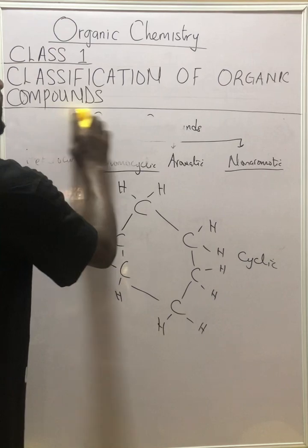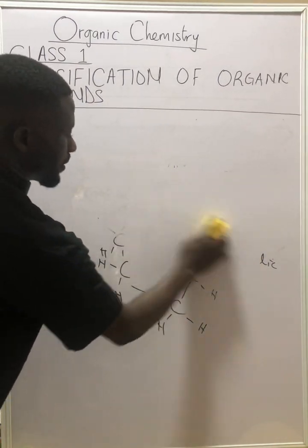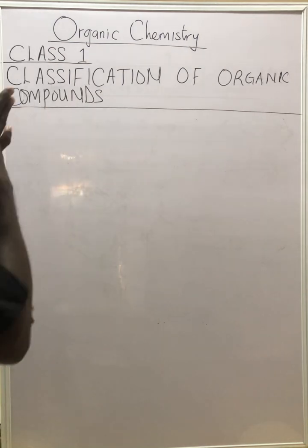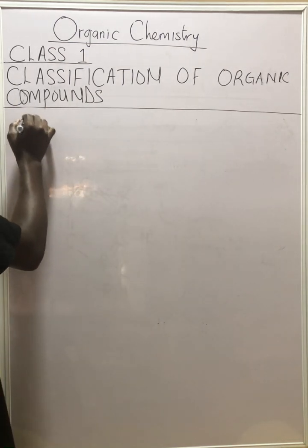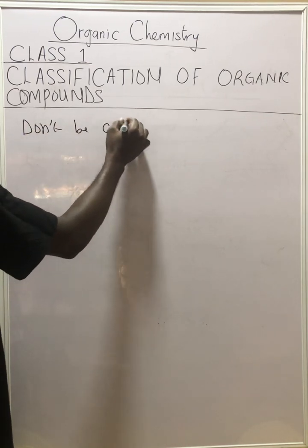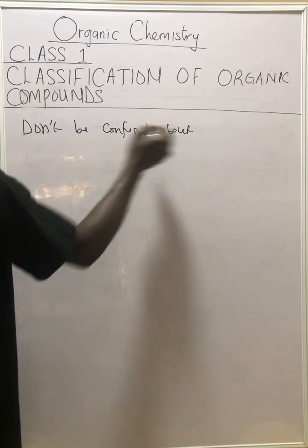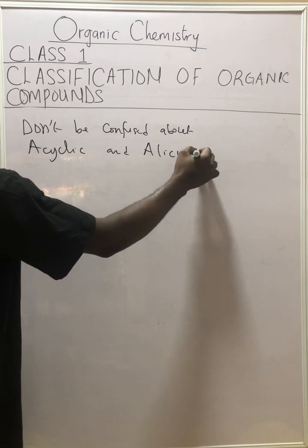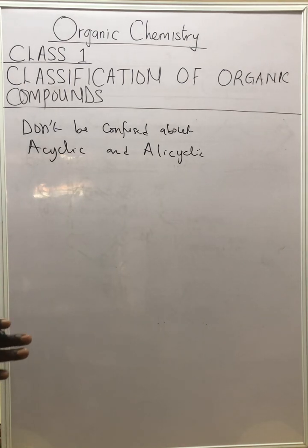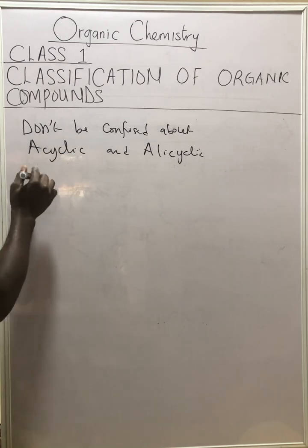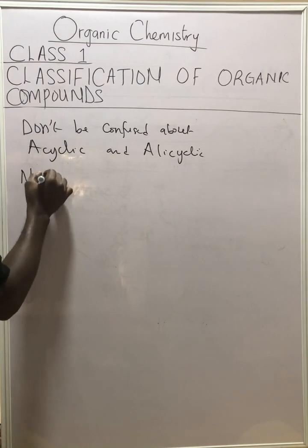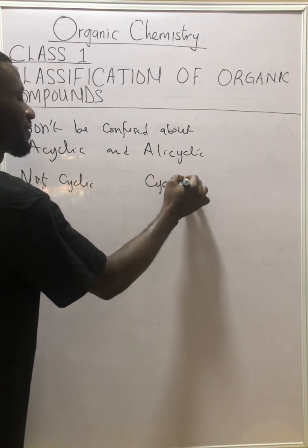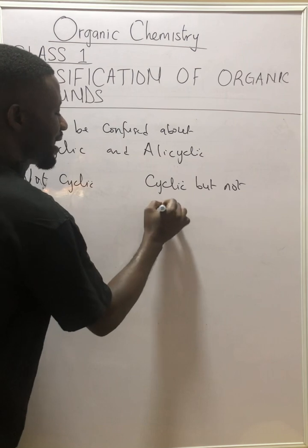Now, let us look at compounds that are not cyclic, that are usually acyclic. Before we look at that, don't be confused about acyclic and alicyclic. Acyclic means not cyclic. Alicyclic means cyclic but not aromatic.